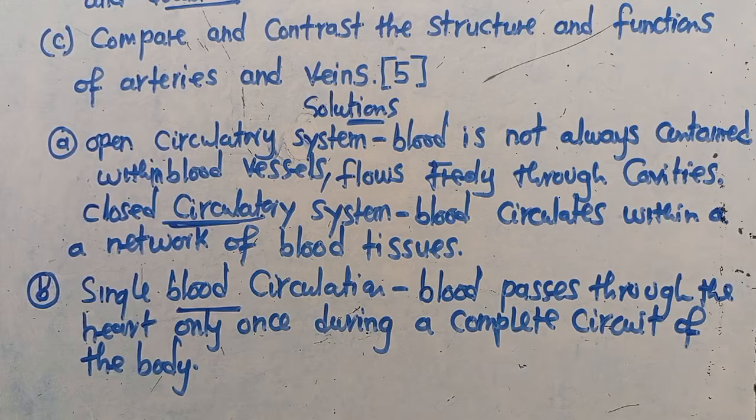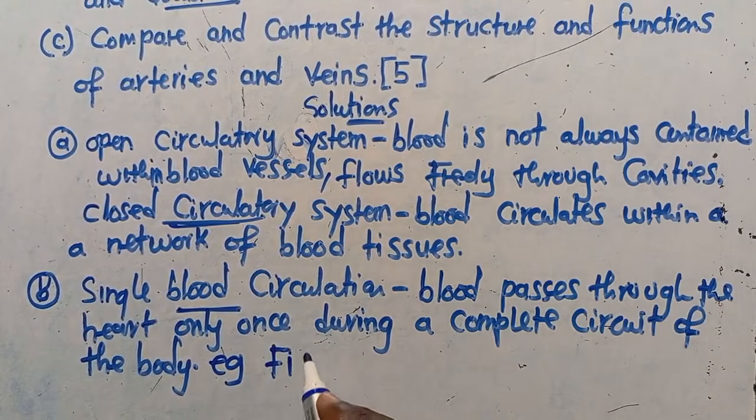So in this case, you discover that then it goes to the body. For example, we've got fish. Fish have this type of blood circulation. So how does the blood circulate in fish?